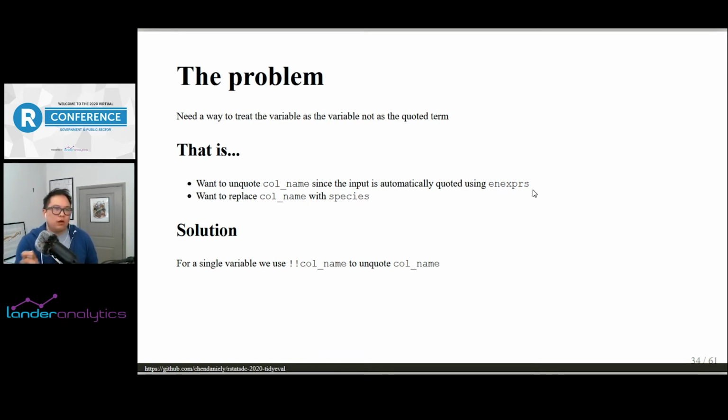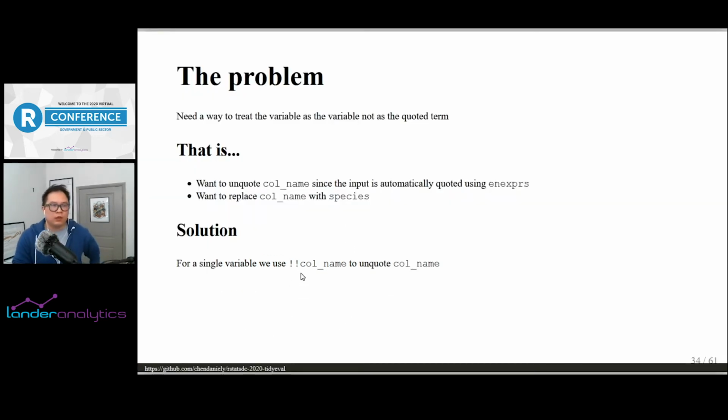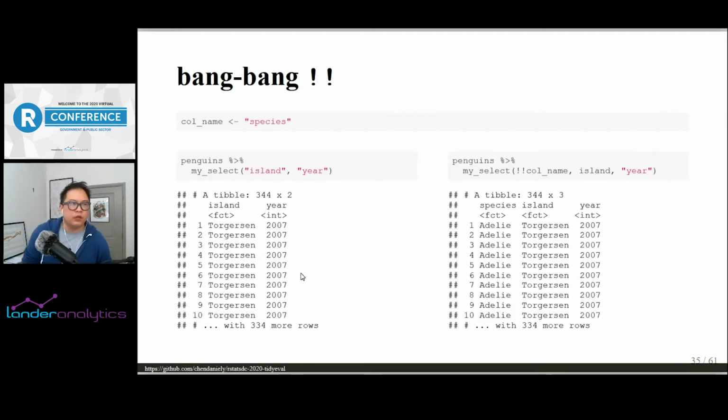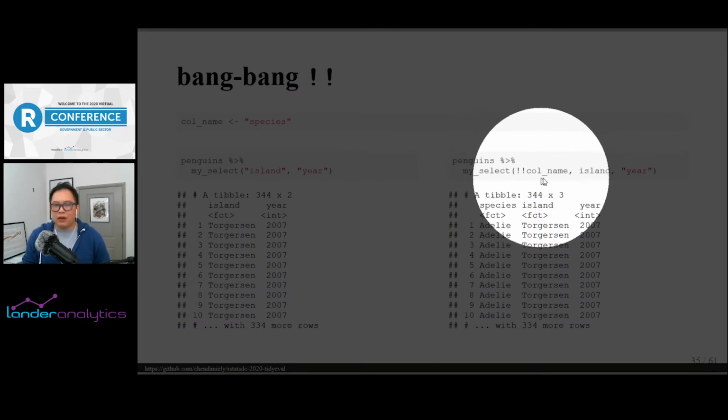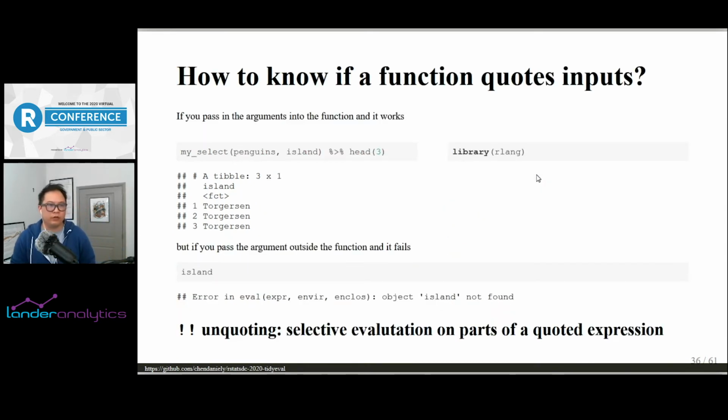So we want to actually unquote colname, get the parameter that the user passed in, and then quote it back and use species in our subsetting function. And that's where you see this bang bang operator, these two exclamation marks. What that does is unquote the variable that we passed in. So now if we say colname is species, and then pass in bang bang colname, it'll take colname, turn it into species, and then pass that into our function. So that's what the bang bang operator is doing.